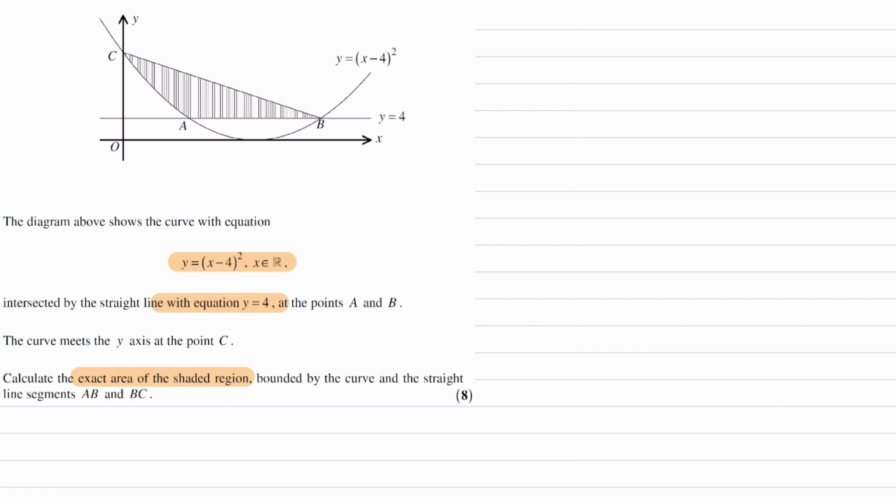Okay, so first thing to do is to work out the coordinates of A, B, and C. So we can start off by working out the coordinate of C. If we just expand out the quadratic, y is equal to x squared minus 8x plus 16. Set x to be 0, and we end up with y is 16. So that is this point here. This is 0, 16. I'll just write that as 16, but the full coordinate is 0, 16.